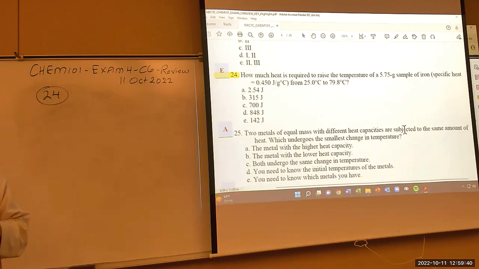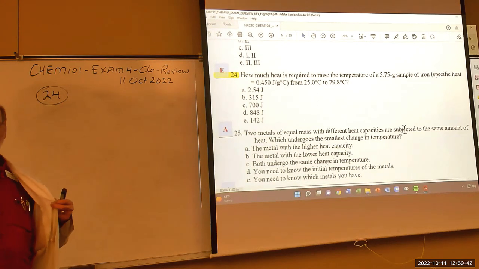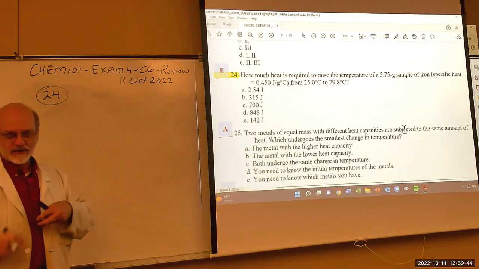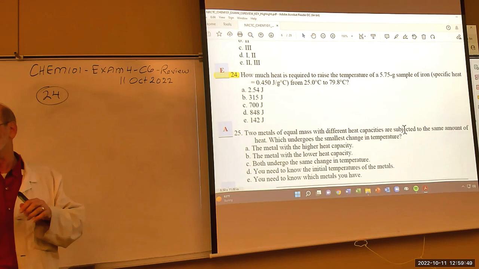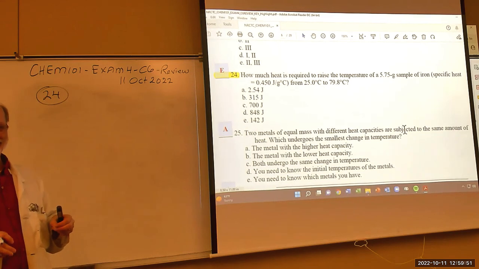Has everybody got your lab notebooks in it? Okay. And you understand the calculations? Or are you just going for the data first, and then worry about the calculations later? Okay.